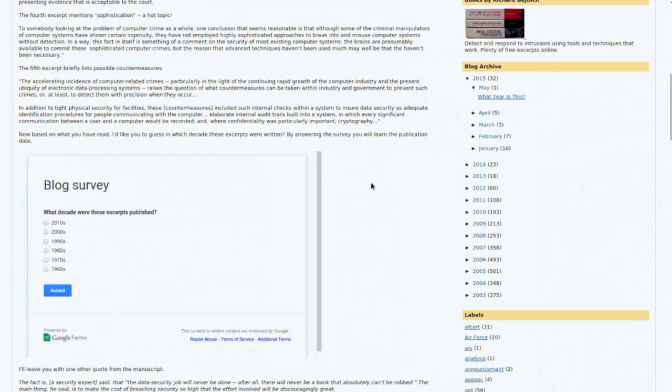I see. And it's like, the accelerating incidence of computer-related crimes, particularly in light of continued rapid growth of the computer industry and the present ubiquity of electronic data processing systems, raises the question of what countermeasures can be taken by industry and government to prevent such crimes, or at least to detect them with precision when they occur. And that kind of goes on. I'm going to say 1960.